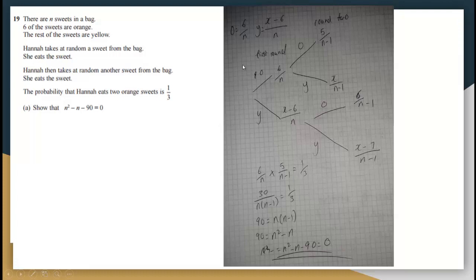We're only focusing on orange here, so we can do 6 over n times 5 over n minus 1 equals 1/3, and then we cross multiply. So basically I multiplied it as if it was normal fractions, so we do 30 over n times n minus 1, and then we could cross multiply, and 90 equals n times n minus 1, and then we could just bring the 90 along to the other side, and we get the exact same form as asked in the question.